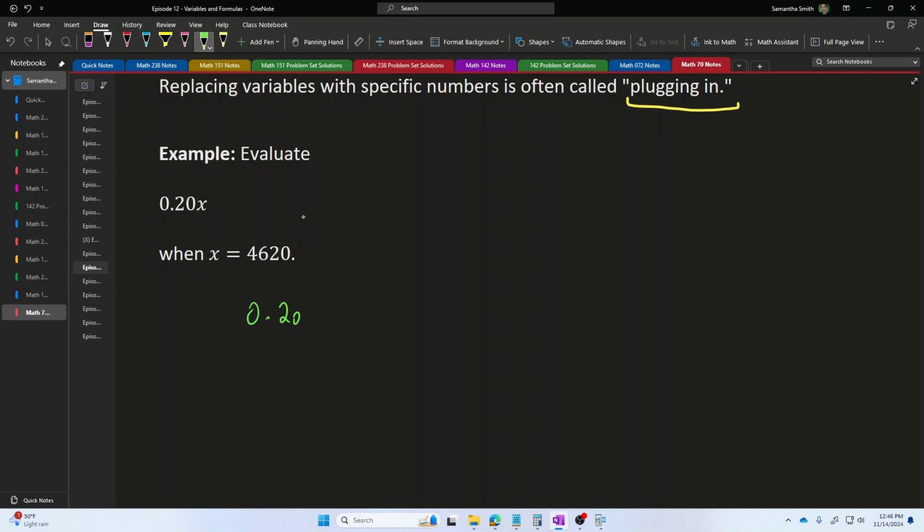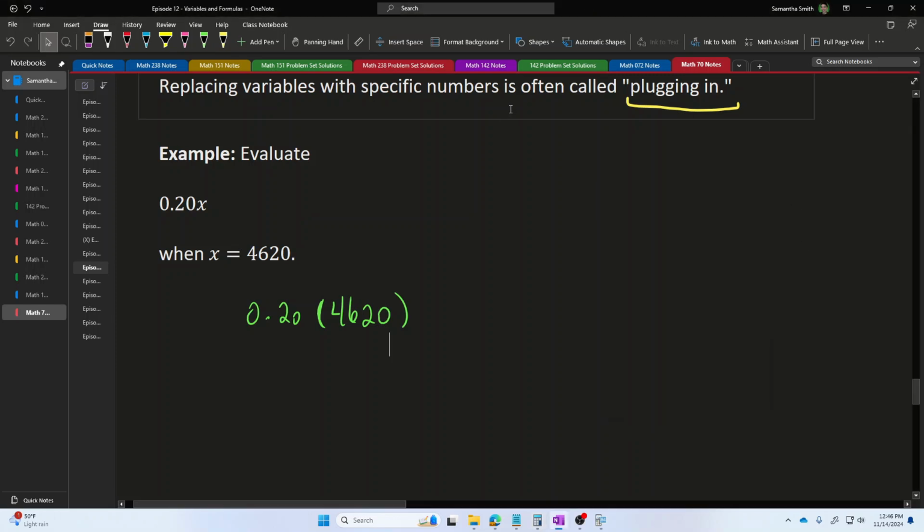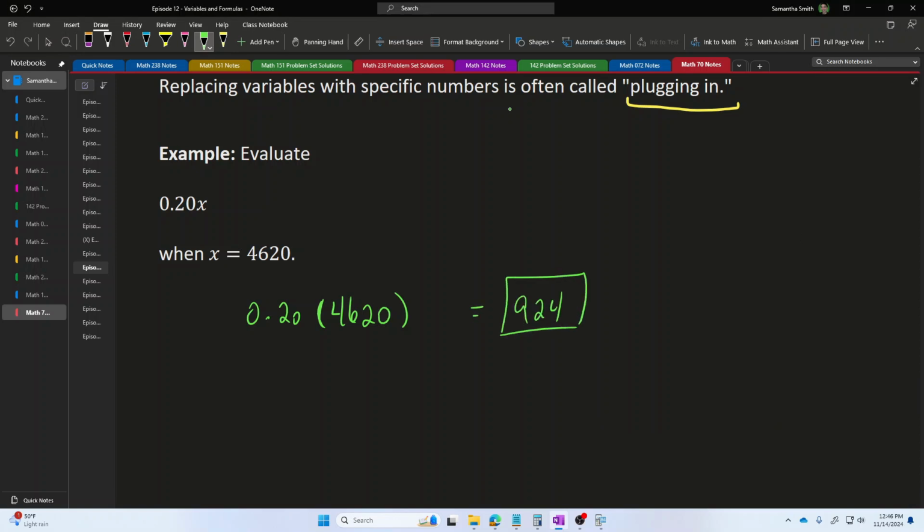0.2 times 4,620. Actually, I don't like the two dots, so let me write it like this. 0.2 times 4,620. And in a calculator, for example, this would be the specific number 924. That would be the result of evaluating this expression now that I know what x is equal to. The result of this calculation, when the x is 4,620, is 924.